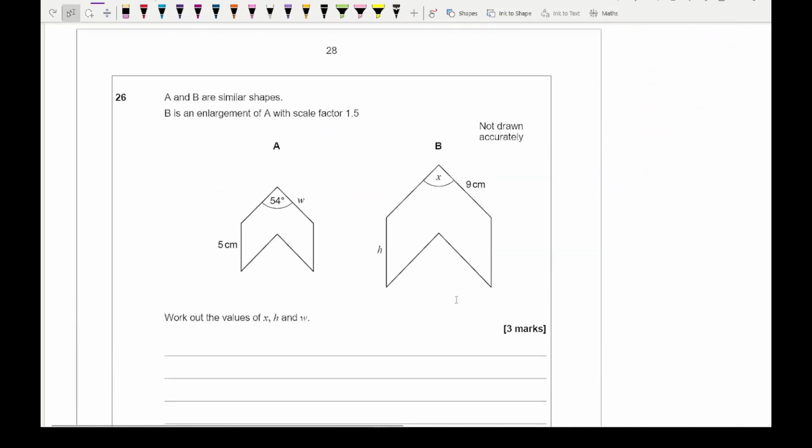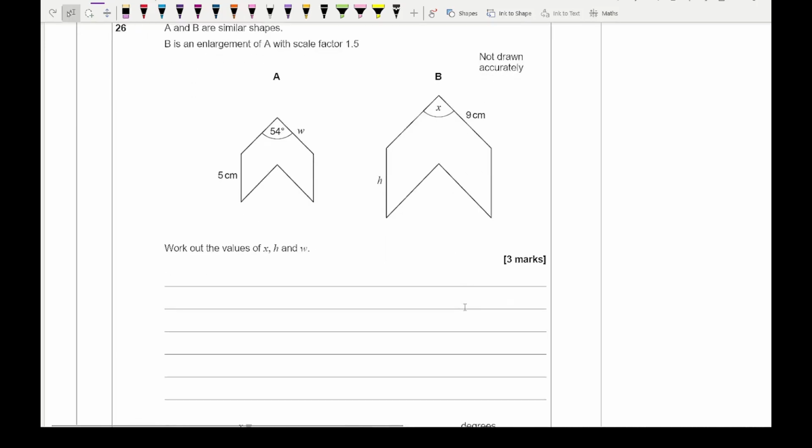Moving on to question 26, it says A and B are similar shapes. B is an enlargement of A with a scale factor of 1.5. And the question is asking us to work out the values of X, H and W. So for this, we know that in similar shapes, the internal angles don't change. So here, X is going to be 54 degrees.